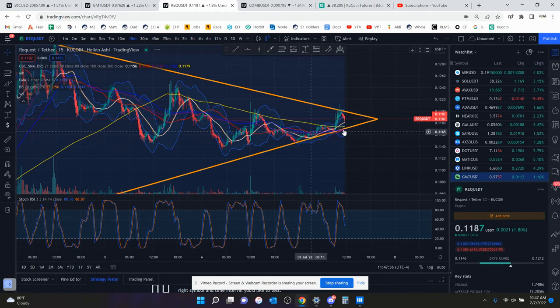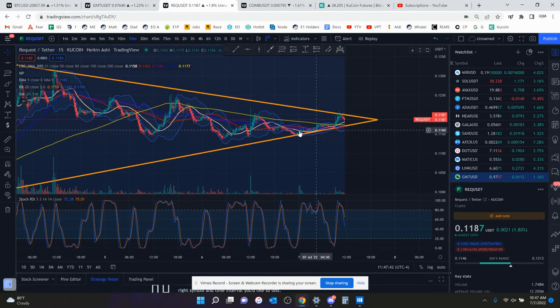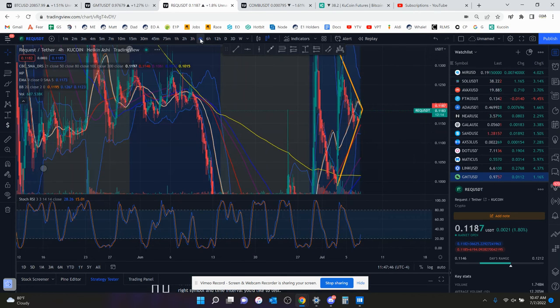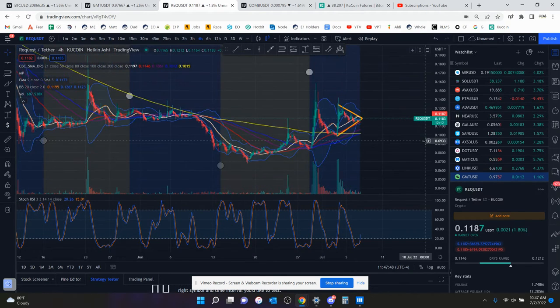So it's making lower highs and higher lows. It is consolidating, getting very tight. So either it's going to have a huge move up or a huge move to the downside. I'm looking and watching it for it to break 12.